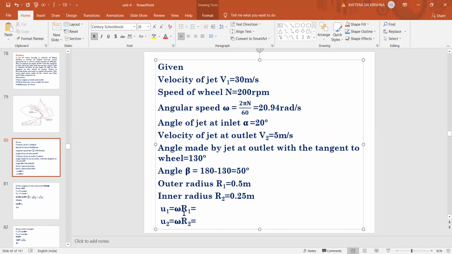Okay, so next you can calculate U1 equal to omega R1. We have already calculated omega as 20.94, into R1 which is 0.5, which is 10.47 meters per second. Next, 20.94 into 0.25, which is half of this, 5.235 meters per second. So please write down the units also. All velocities, U1, V1, V2, everything will be meters per second only.